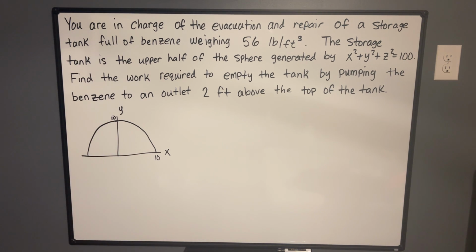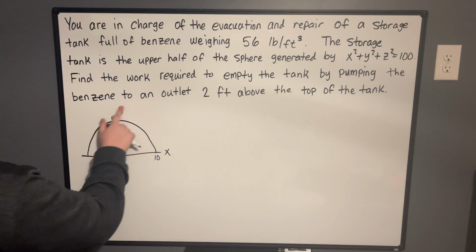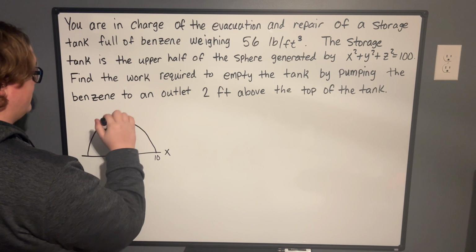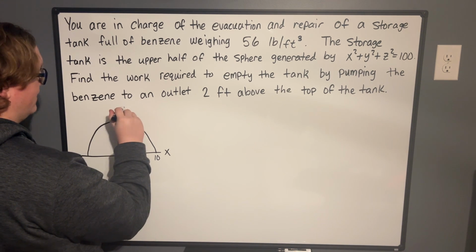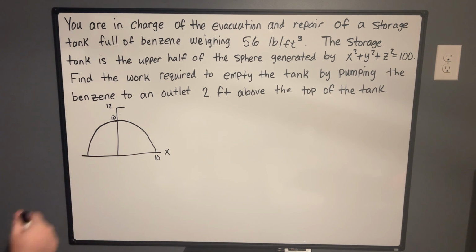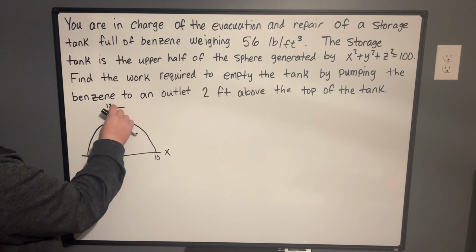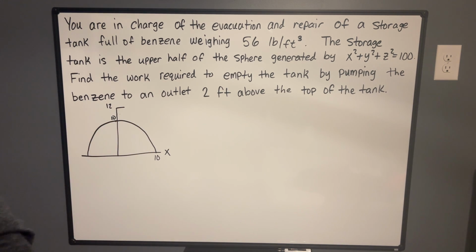And the other thing that's important to know is that we're going to pump this benzene to an outlet 2 feet above the top of the tank. So let's get rid of the y for a second. And let's imagine a pump that comes out of here, and this height right here is 12. So this is 12 on our y-axis. So we're going to take liquid through this pump, and we're going to spit it out the top, and that's 12 feet above everything else. And we want to find the work that is required to do so.